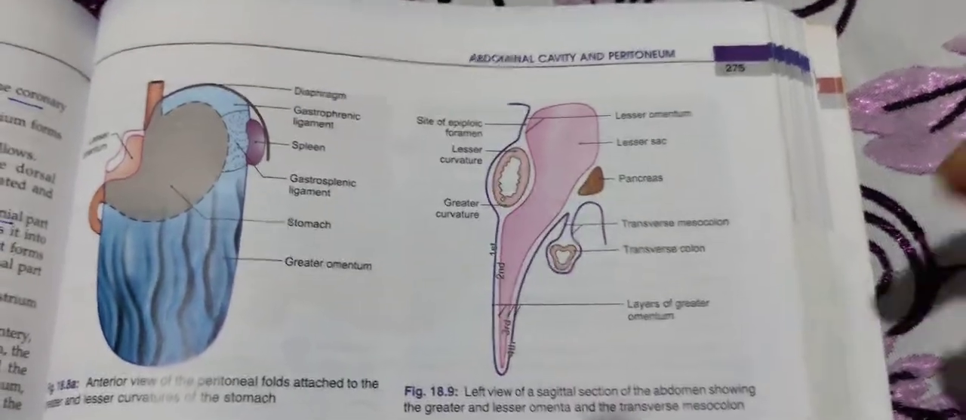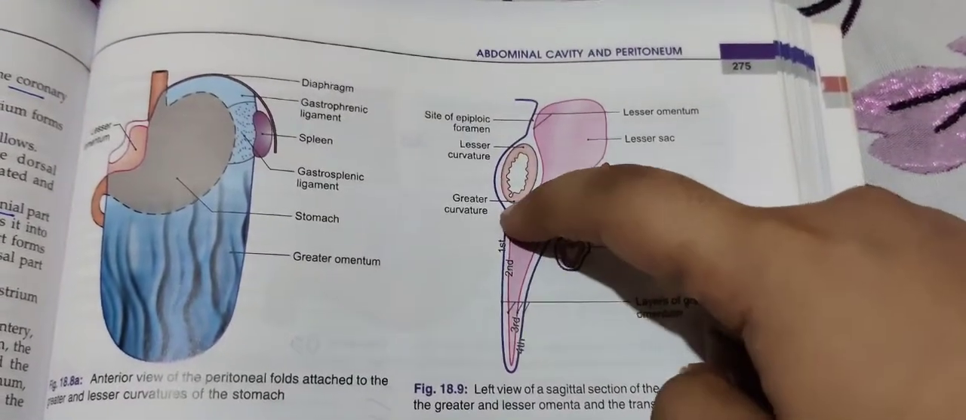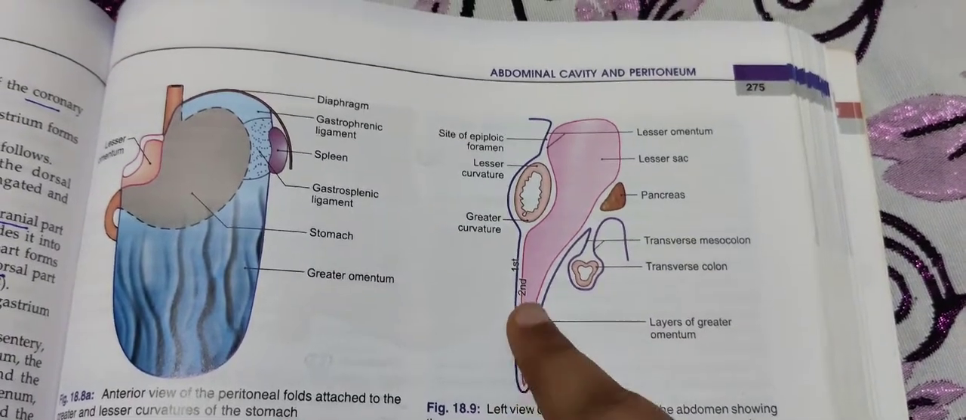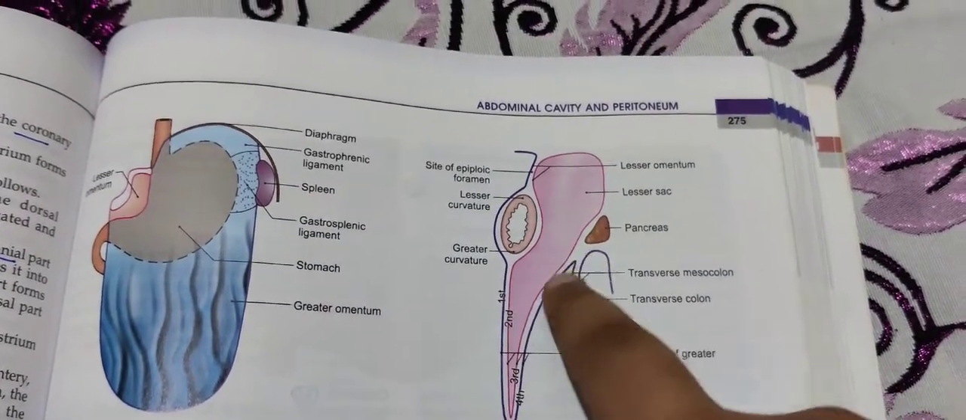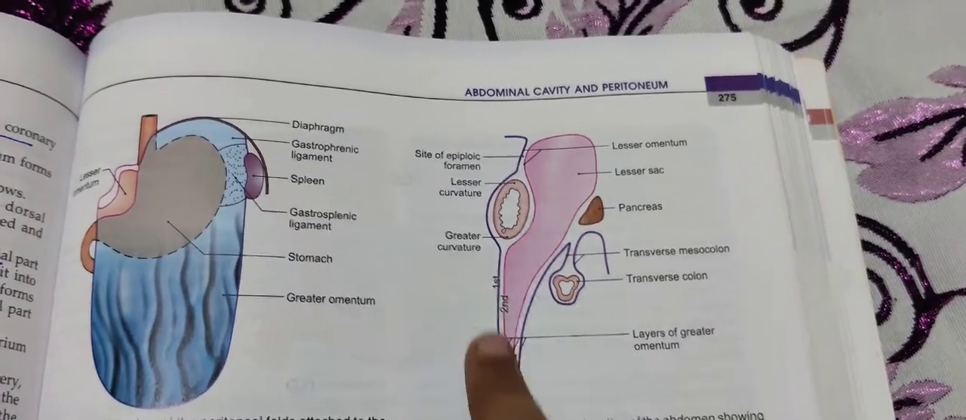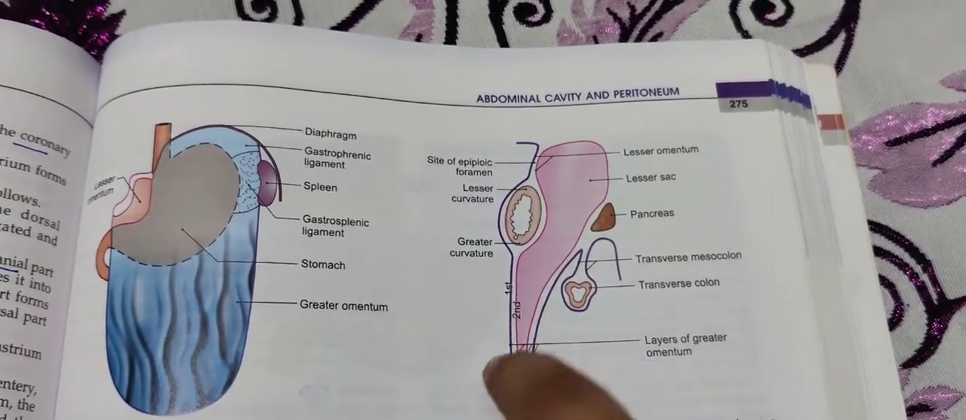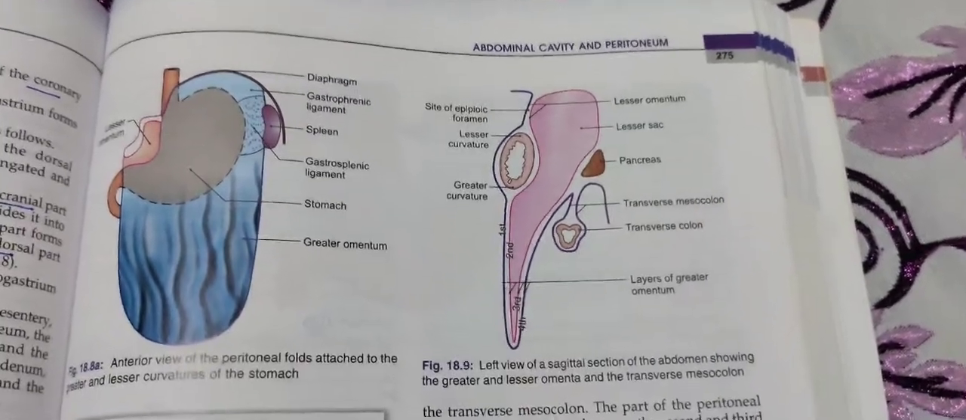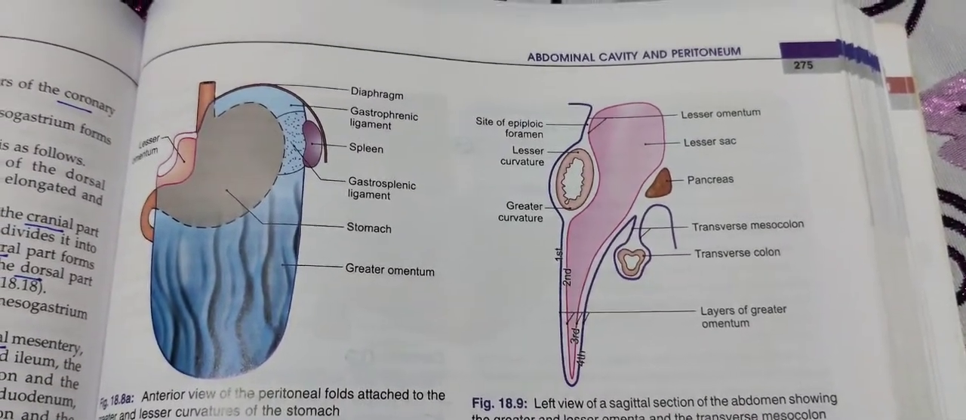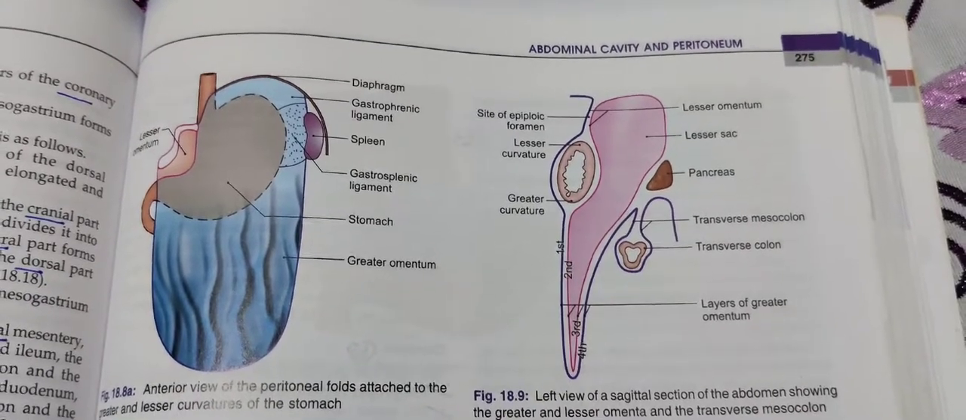So now what happens, this greater omentum goes down and then folds on itself and goes upward to attach to the transverse colon. So now see, there are 4 layers of the greater omentum. Therefore we say that greater omentum is formed by 4 layers of the peritoneum, 2 visceral and 2 parietal.